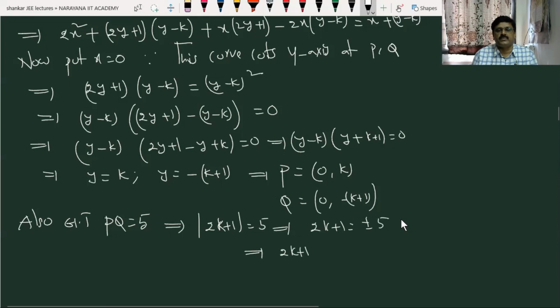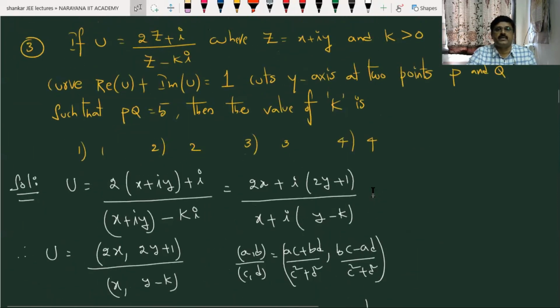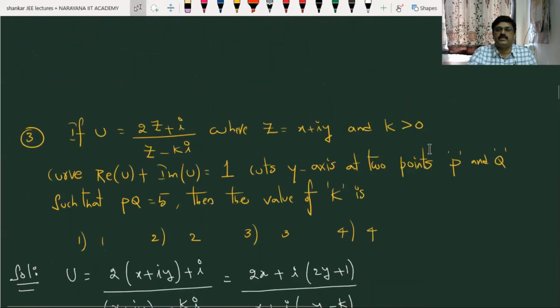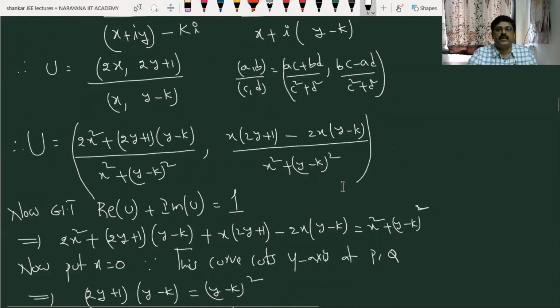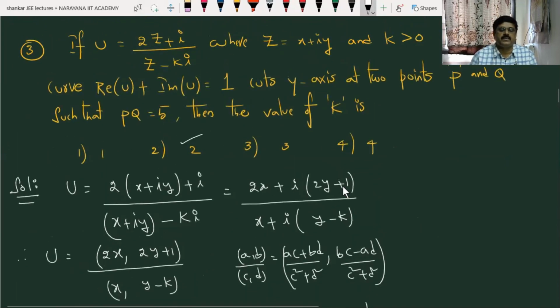So 2k plus 1 is equal to 5. On the other hand, 2k plus 1 is equal to minus 5. Here, k value 2 coming students. Here, k value minus 3 coming. But once see the data students, they clearly mentioned that k is greater than 0. Since k is greater than 0, k is equal to 2 is accepted. Therefore, k is equal to 2 is the correct answer, students. See the problem, students. Very nice problem, isn't it? Carefully note down.